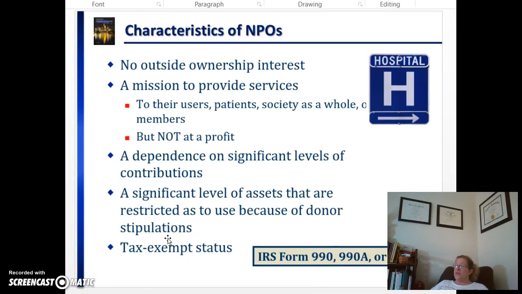Some characteristics of NPOs: they have no outside ownership interest. Their mission is to provide services to their users, patients, society as a whole, and other members, but not to make a profit. So their mission is not to make a profit, but to provide services. They have a dependence on significant levels of contributions, a significant level of assets that are restricted as to use because of donor stipulations, and they enjoy tax-exempt status.